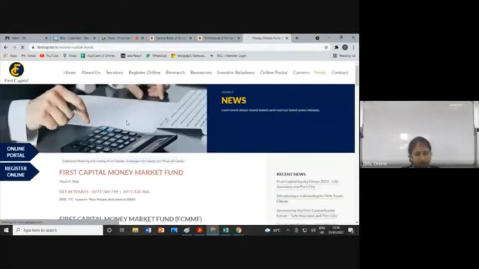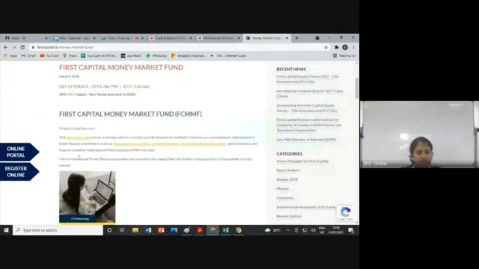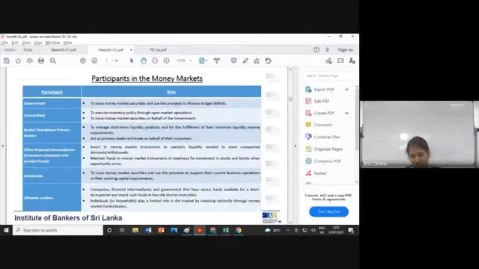First Capital money market funds, where you and I could invest, and they will pool our money. They will collect our money and invest in these short-term instruments, government treasury bills, commercial papers, anything of a short-term maturity. Why can't we directly get involved? If you have a minimum amount of 5 million, 10 million, of course, yes. Individuals who don't, get into the market through money market funds.